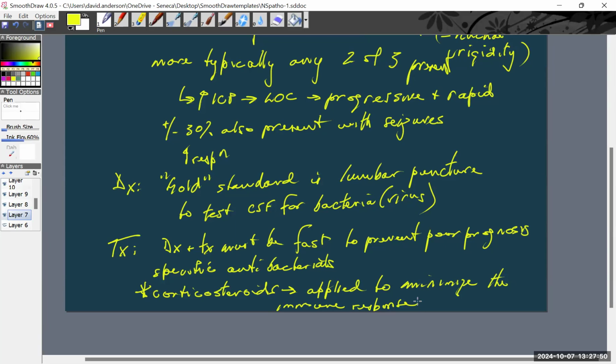So what we're concerned about with the increased pressure causing injury to visual or hearing pathways, motor weakness, hydrocephalus, seizures, etc. So that's why the treatment has to be fast, and it has to be specific in terms of antibacterials. Too often we apply antibacterials that are general in nature and they won't be as effective. So that spinal tap, that lumbar puncture is crucial to getting an identification of the bacteria that would be involved here.